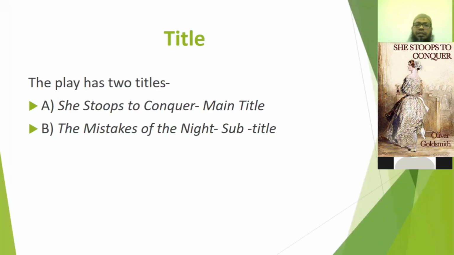These mistakes lead us to the duality of the characters. Duality, I mean, what appears is not actually, or in reality, is not there. And this is very much evident in the character of Marlowe, Miss Hardcastle, Tony Lumpkin. So the mistakes are very important here, and this is taken as the alternative title for the play. Whatever, let's move to the next slide and see what is there.